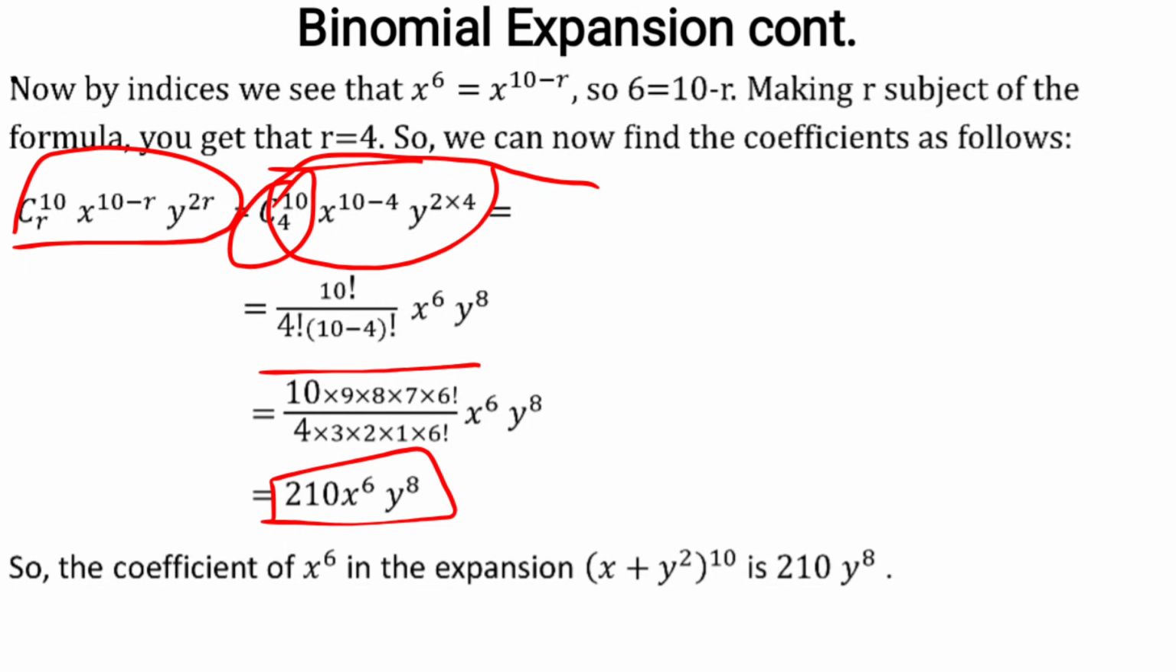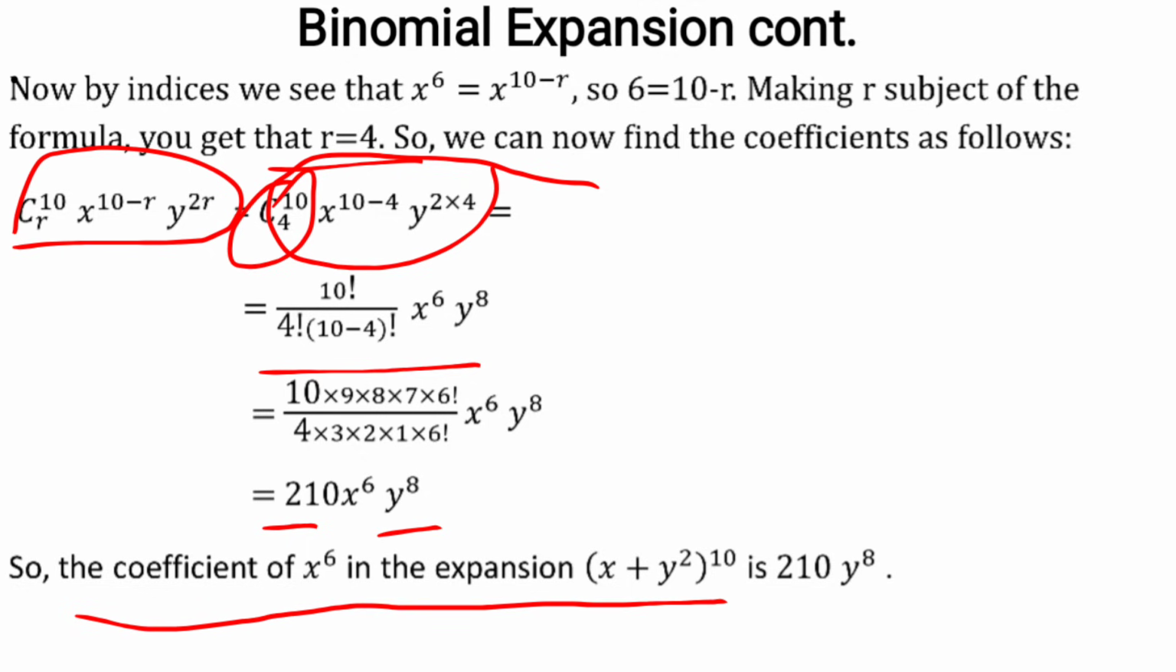But then we're told to find the coefficient, which means all the numbers surrounding x to the power 6, right? So what are the values surrounding x to the power 6? As you can see here, the numbers are 210 and y to the power 8. Therefore, the coefficient of x to the power 6 in this expansion is simply 210 times y to the power 8. Okay, so that's how to find the coefficient.